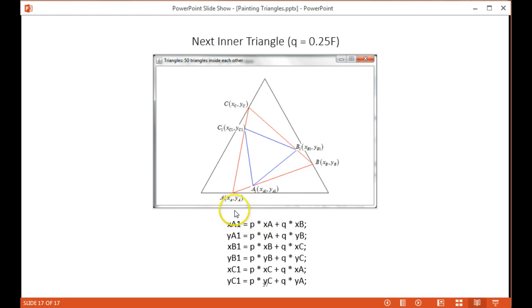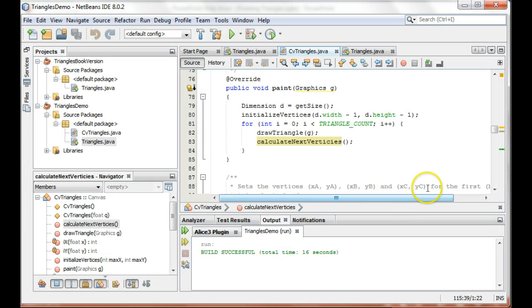We can use our same formulas to find the midpoint between this A and this B. That's our new A1. Between B and C, that's our new B1 here, and then we calculate this one. And so then we're able to draw another triangle inside of it. We can do that and just keep going and going and going. Because we're looping through, we keep recalculating and redrawing. And that's how we're able to get 50 of these.